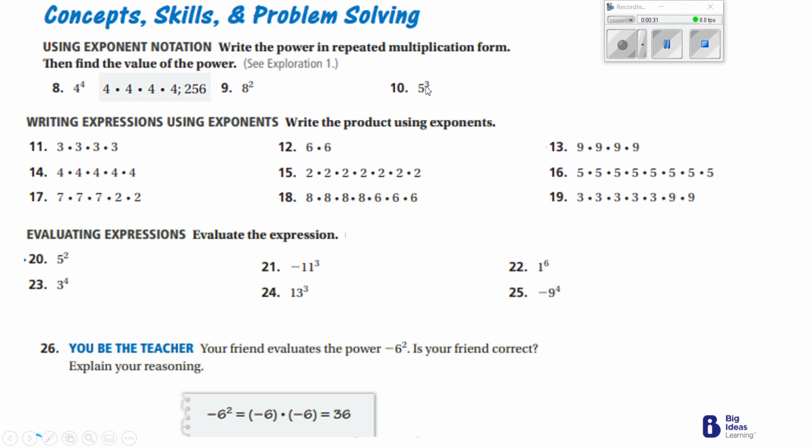Next, I'm going to take number 10, which is 5 to the third power. This means I'll take 5 and multiply it to itself 3 times. This is 5 times 5 times 5, which equals 125.